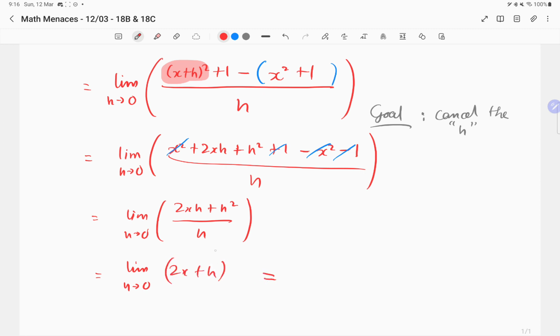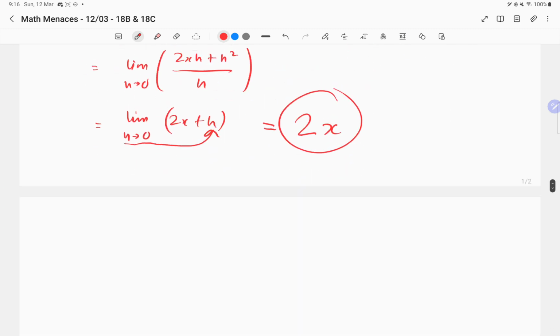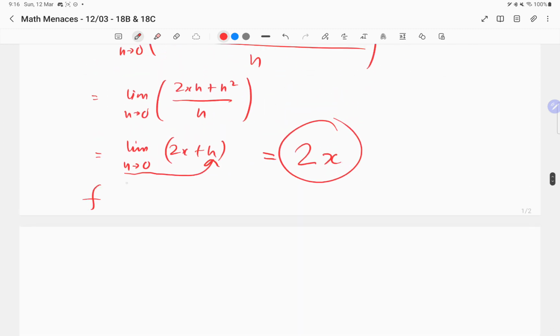And this is essentially thinking of when h goes to 0, this one also goes to 0. So the answer is 2x. Okay, so then the derivative of the equation, f dash of x, is equal to 2x.